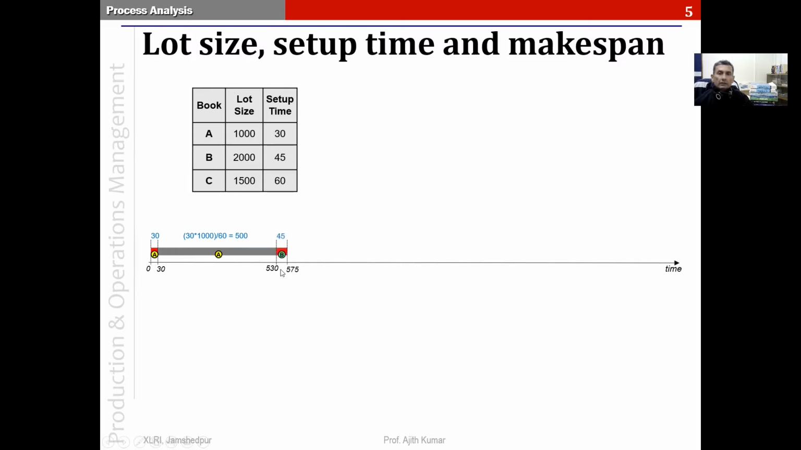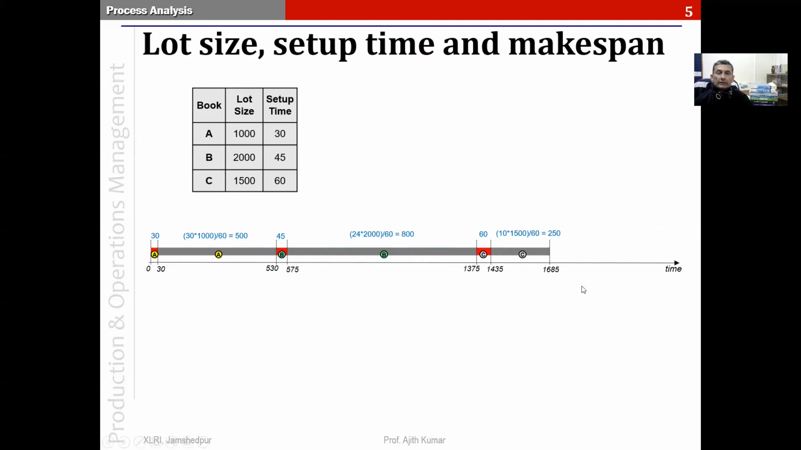Immediately after that, the workstation is set up for B, which takes 45 minutes. So 575 minutes. And then 24 seconds per unit of B for cutting, binding, and sealing. 2,000 units of B, that is 48,000 seconds, which corresponds to 800 minutes. So 800 minutes more means at T equal to 1375, the lot of B is also completed. Then we take up C, 60 minutes for setup, and 10 seconds per unit for 1,500 units means 250 minutes. So C is completed at 1,685 minutes.